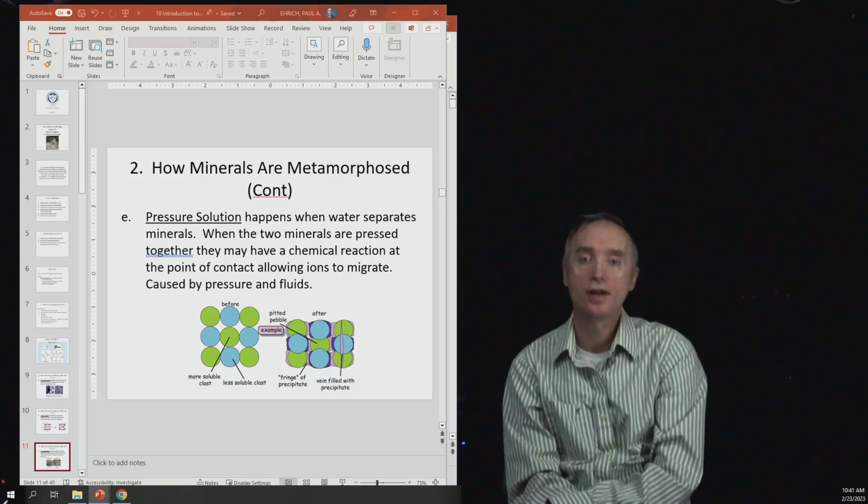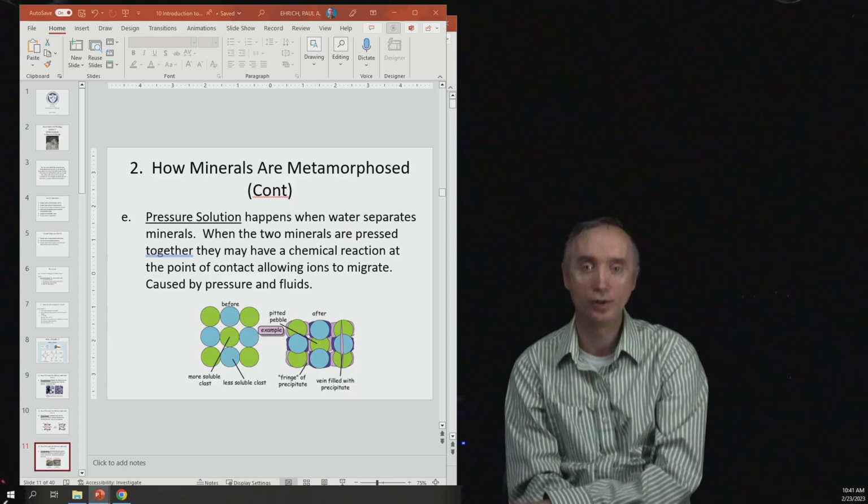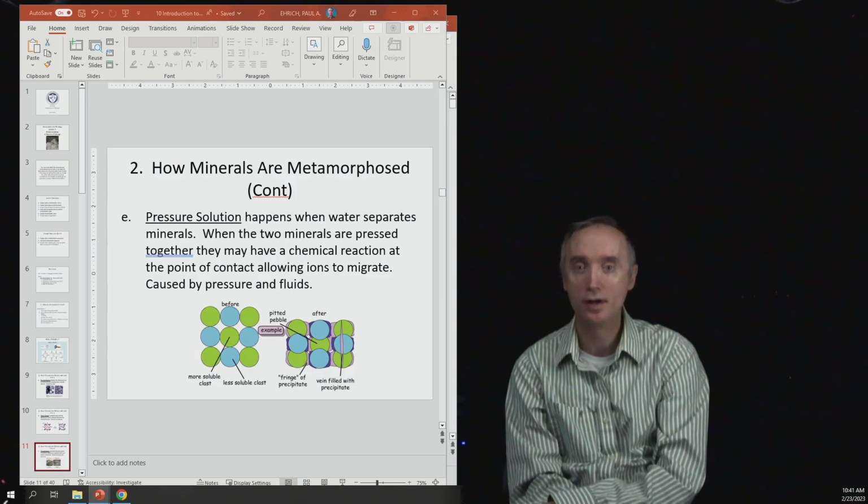Okay, so now we want to continue talking about how minerals can be metamorphosed in a metamorphic rock. And so this is another way called a pressure solution. So notice, by definition, we need to have a solution for this to happen. So this is going to happen when water separates minerals.